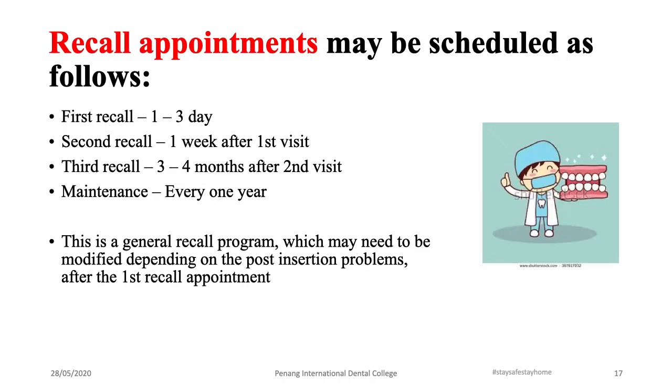Next, coming to recall appointments. When do you have to reschedule these appointments? The first recall is 1 to 3 days, usually 24 hours, but within 3 days. Second recall is 1 week after your first visit, and then the third recall is 3 to 4 months after second visit, and maintenance is every 1 year.